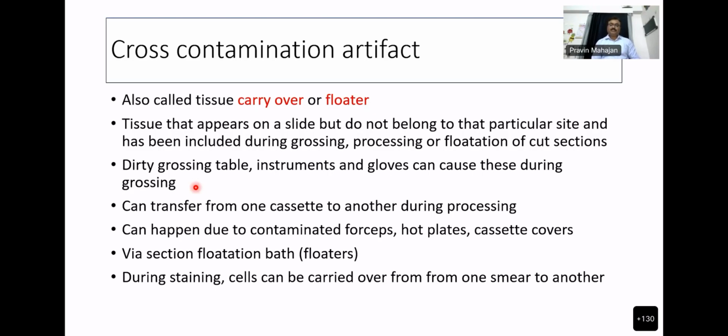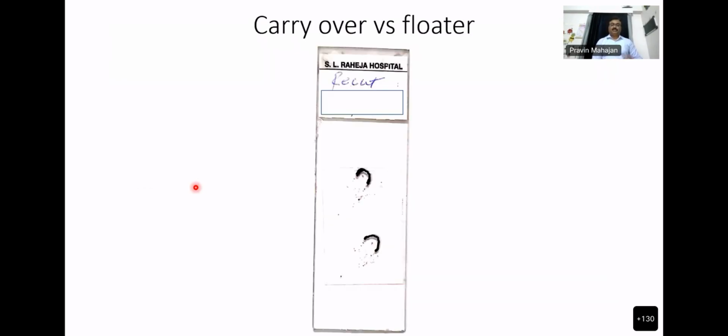But usually it occurs during the cytology, because the cells can get dislodged from one smear or one case and can get deposited on another smear while it's staining. Now, there is actually a subtle difference between a carryover and a floater. Carryover means it is actually a tissue which is carried.